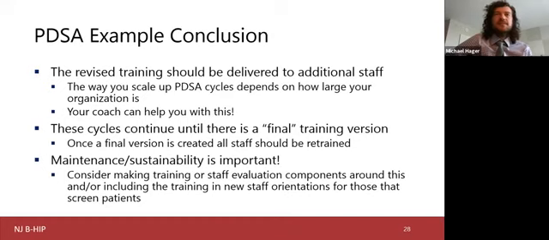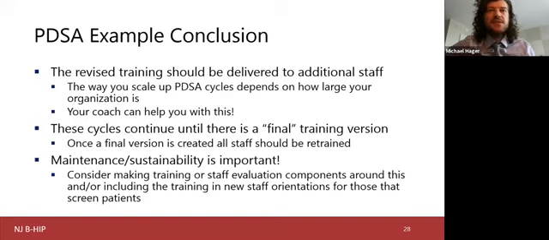So basically, as I said, we would do a revised training, deliver it to additional staff. Just the way that you scale up the PDSA cycle depends on how large your organization is, and your coach can help with that. Your coach can also help in terms of thinking about whether you start with a test of one, or you start with half of your team, or what makes the most sense in your case. Because we know that each situation is different, and you might want to consider that instead of just rushing ahead.